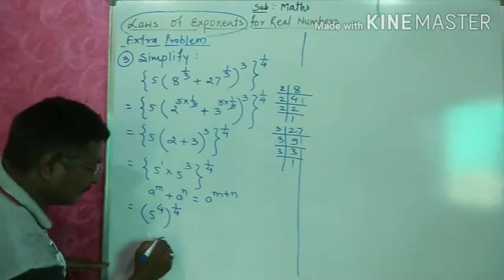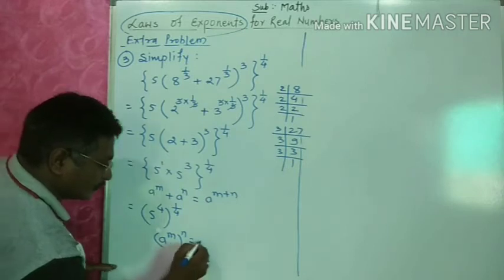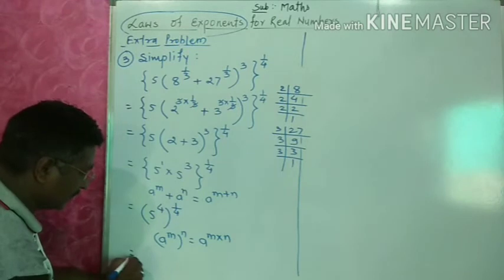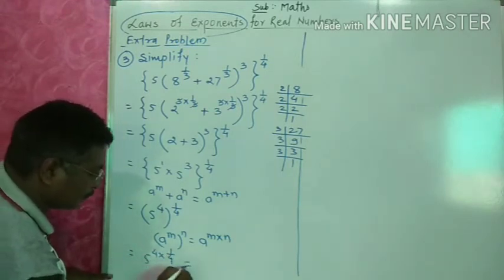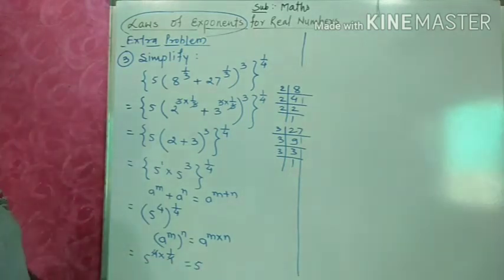Now here a raised to the power m raised to the power n. So what will we get? A raised to the power m into n. So what is 5 raised to the power 4 into 1 by 4? 4 cancel. What is the answer? 5.